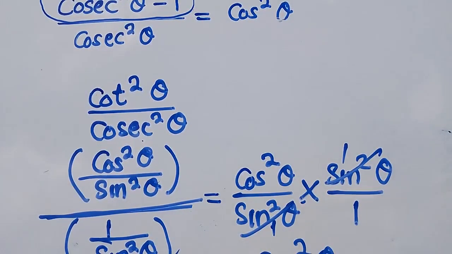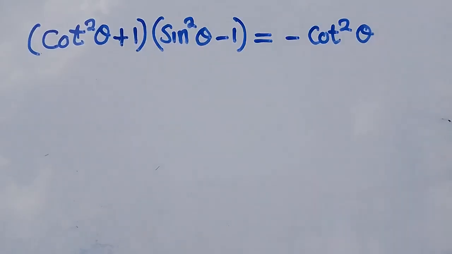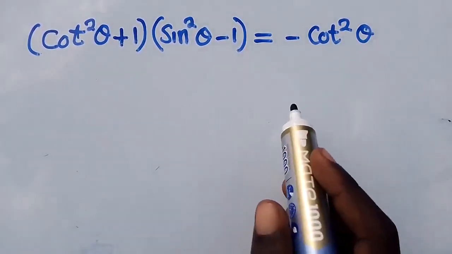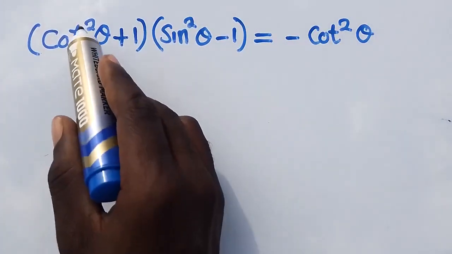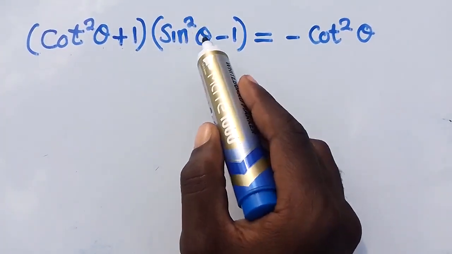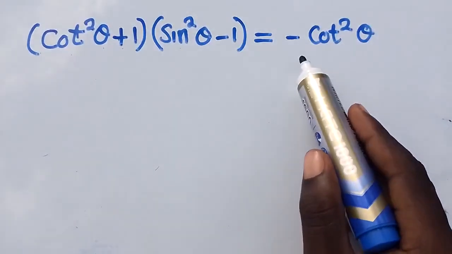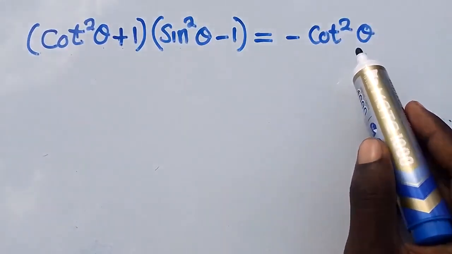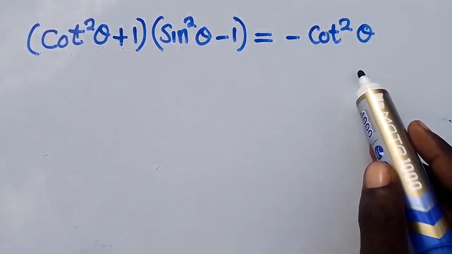Let us go to question 3. This is our question 4. How can we verify this identity? Cot squared theta plus 1 over sine squared theta minus 1 is equal to negative cot squared theta. How can you verify this?